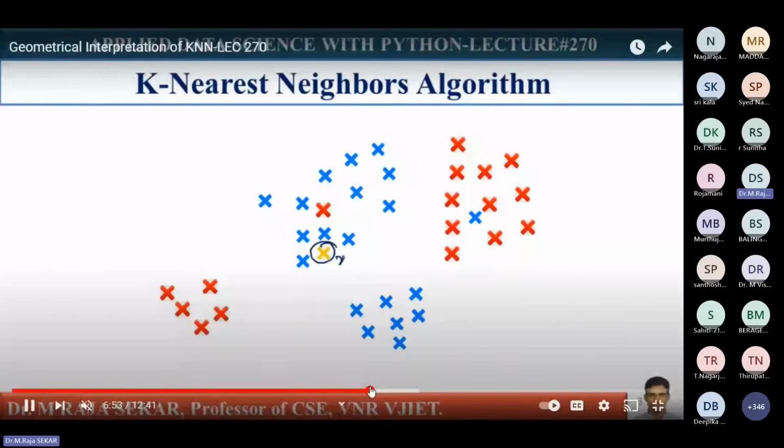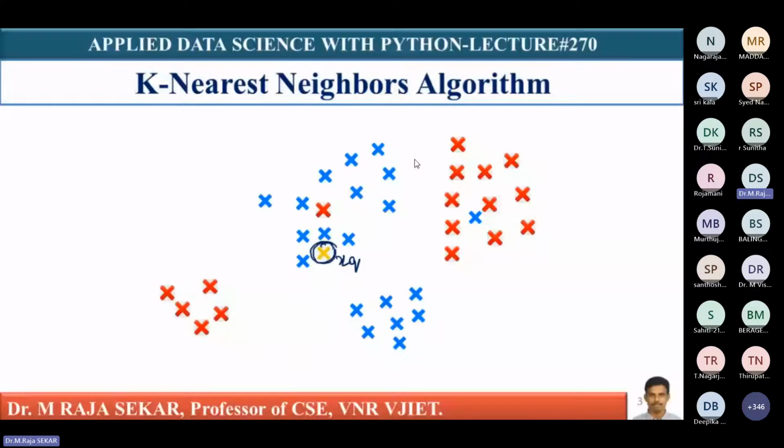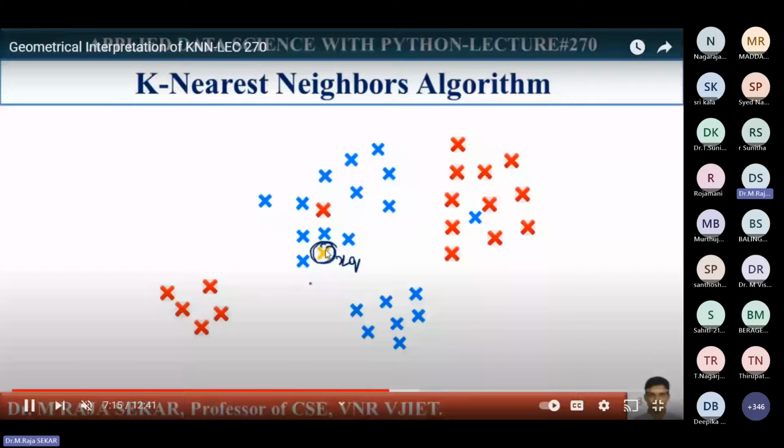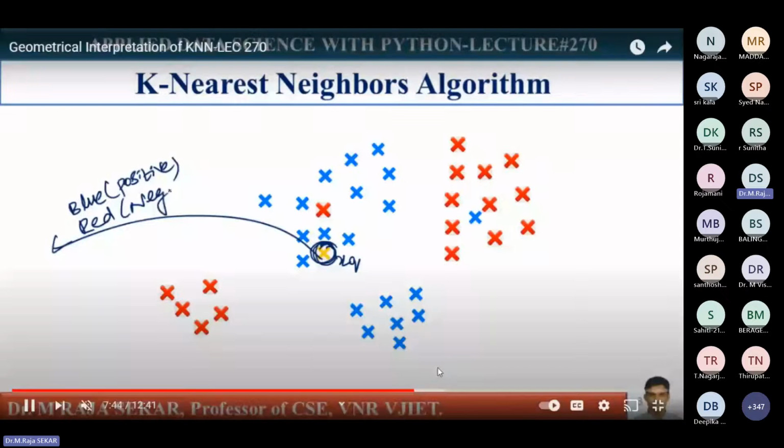Just see, this is about the k nearest neighbors algorithm. Here I have only two classes: one is the positive class and another is the negative class. What is our convention? We are saying that blue is positive, red is negative. But here I'm keeping another data point, which is neither blue nor red. Now I need the class of this data point. According to the k nearest neighbors algorithm, I will categorize this point as either a blue point or a red point. Blue means positive, red means negative.